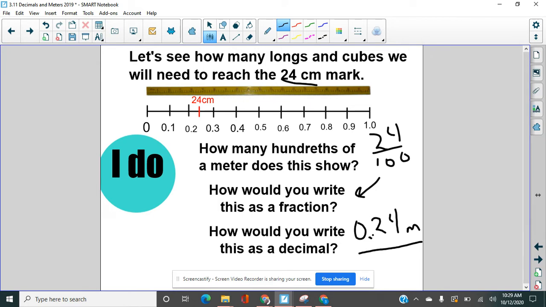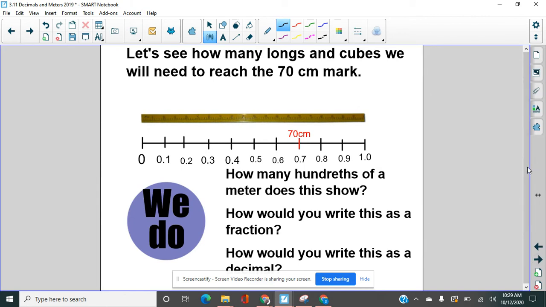The same way that 24 pennies is 24 hundredths of a dollar. Okay, the cubes are the pennies. The meter stick is the dollar. What if we had 70?